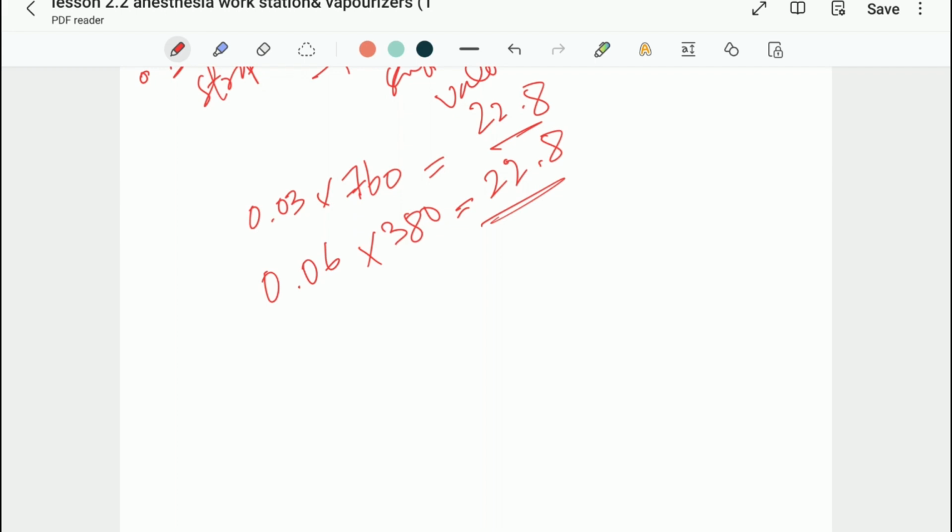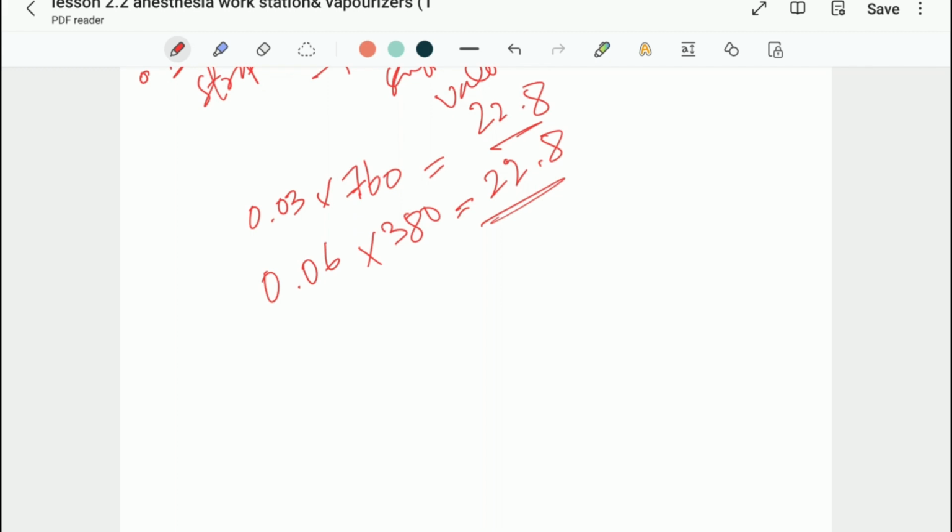And there is also a non-linearity of the flow splitting. The internal mechanism relies on the splitting ratio, the proportion of the gas entering the vaporizing chamber versus the bypass chamber. At very low flow rates, the resistance of the splitting valve can become non-linear. So the resistance in the bypass channel may decrease disproportionately, causing more gas to bypass the agent than the dial setting intended. So at very low flow rates, the vaporizer will deliver even lower output.